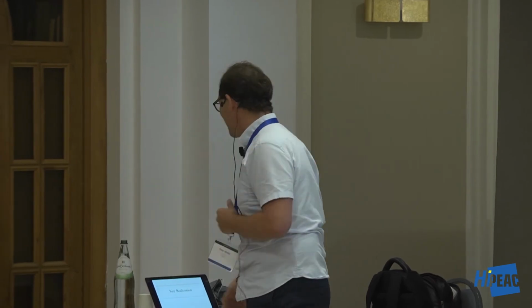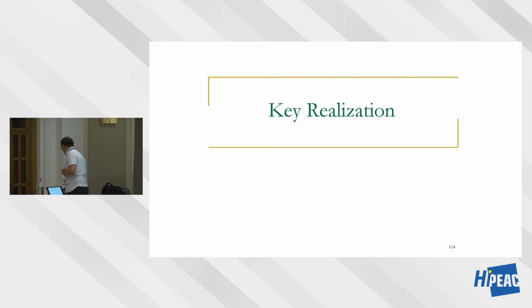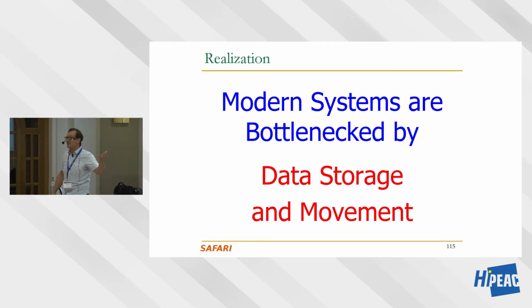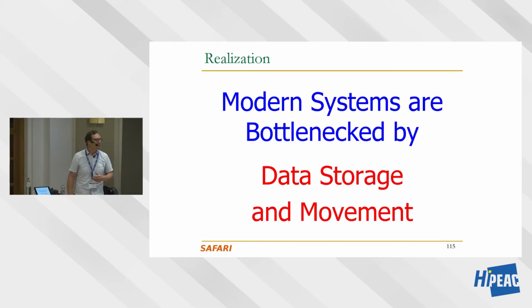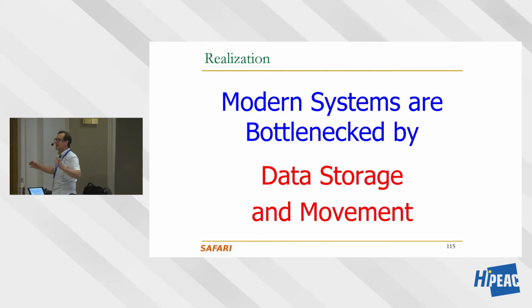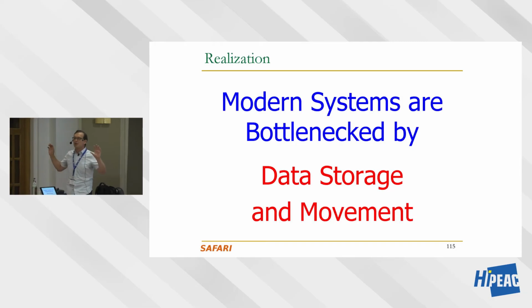So okay, what is my key realization? I think that's why we're teaching this course also. The key realization is that modern systems today are bottlenecked by data storage and movement. This was also clear in Kunle's lecture yesterday, right? If you attended the lecture, you saw that it was all about memory hierarchy and memory bandwidth and how to manage it, right? Computation, in my opinion, today is a more or less solved problem.